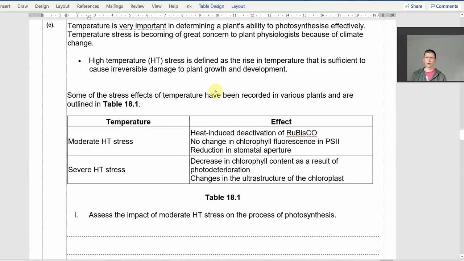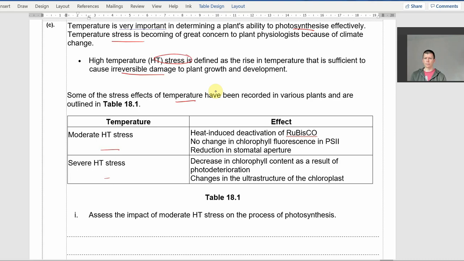The next one says temperature is very important in determining plants' ability to photosynthesize effectively. Temperature stress has become a great concern because of climate change. Higher temperature stress is defined as a rise in temperature sufficient to cause irreversible damage to plant growth and development. Some of the stress effects of temperature have been recorded in various plants and are outlined below. So moderate HT stress and severe, and we've got a list of different bits here that have changed. Again, things you probably haven't heard of.